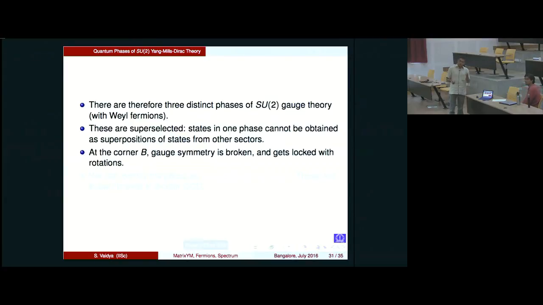So at the corner, and this has to do with the question about Gauss law that Rajesh asked, you can show that the gauge symmetry is actually broken, and at the corner B, what we see is that there is a locking between the spin degrees of freedom and the color degrees of freedom. So this is this color spin rotation which was identified by Thomas Schaefer for QCD with one flavor. So he did it for QCD, which is for SU(3). Here we find that it happens for two color QCD with one flavor also.